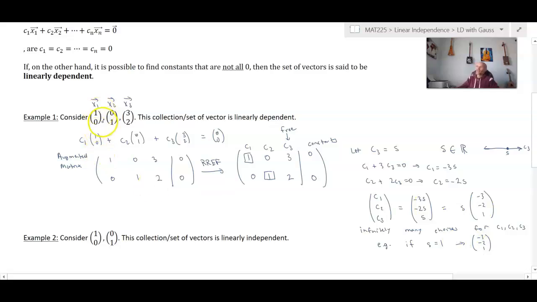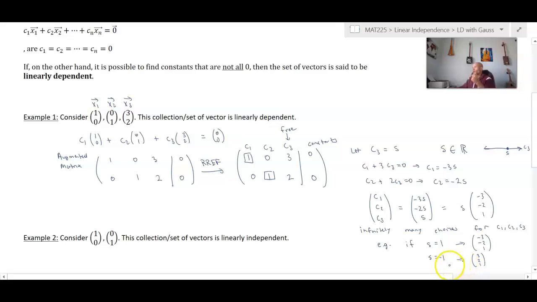So if you take negative 3 times the 1, 0 vector, plus negative 2 times the 0, 1 vector, you get negative 3, negative 2, plus 1 times 3, 2. Well, those components will cancel out, the negative 3 plus 3, negative 2 plus 2. If you let S equal negative 1, then you get positive 3, positive 2, positive 1, which were the coefficients we mentioned at the beginning of this video, as well as the coefficients we implemented in our earlier example.